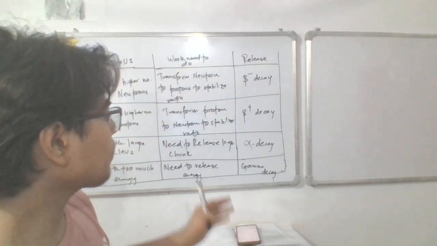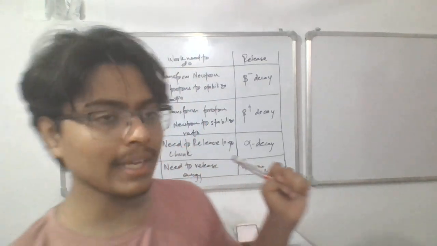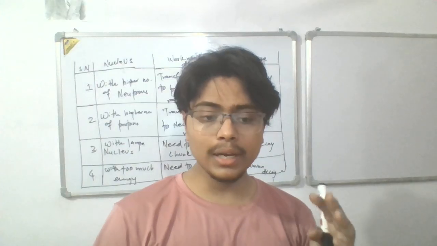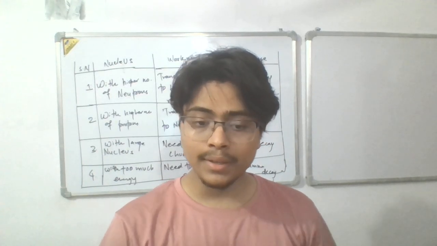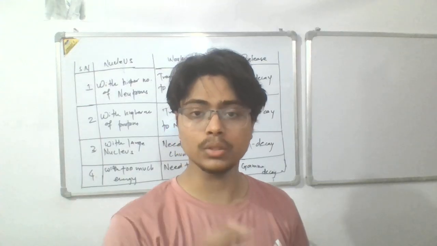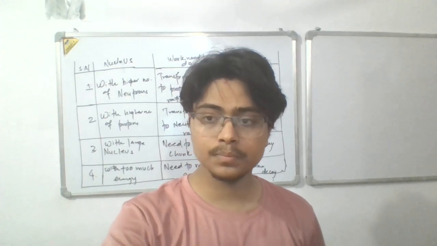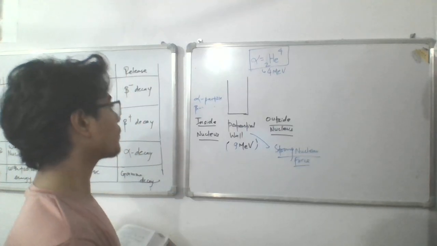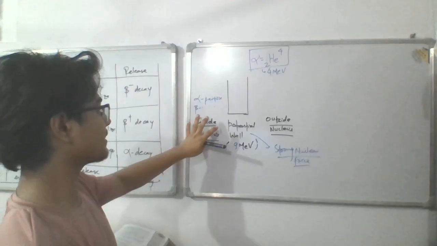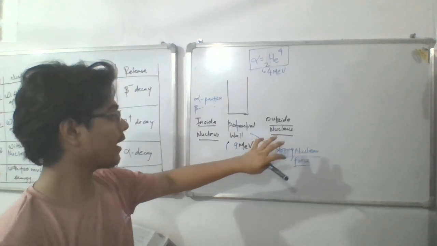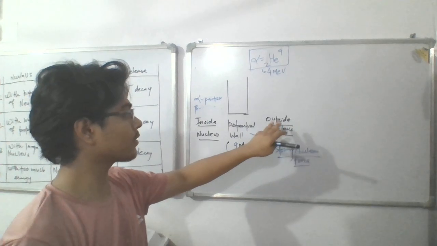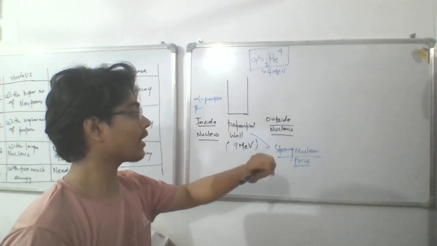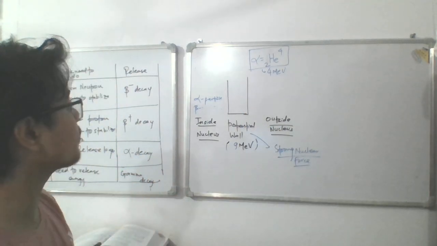Now, let's understand how alpha rays, beta rays and gamma rays actually get out of the nucleus. Okay, so let's see this. We have the inside of the nucleus structure there, and we have something called a potential well, and we have something called outside of the nucleus. What does this figure mean?